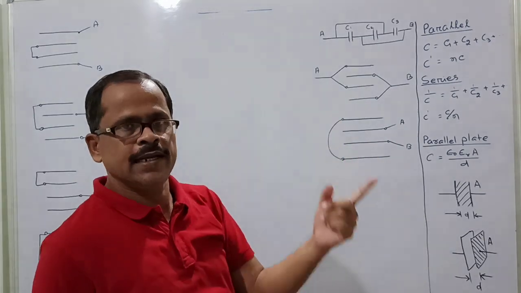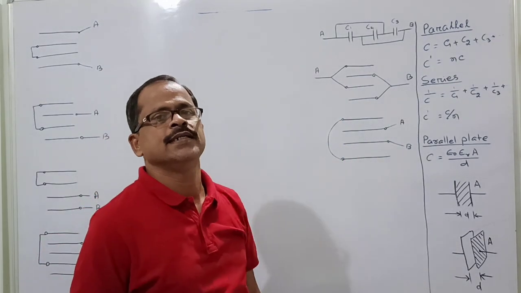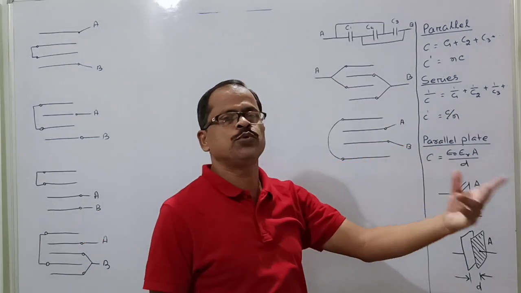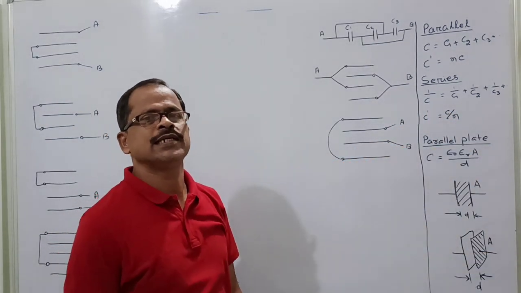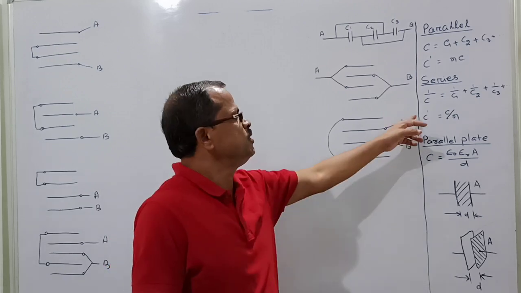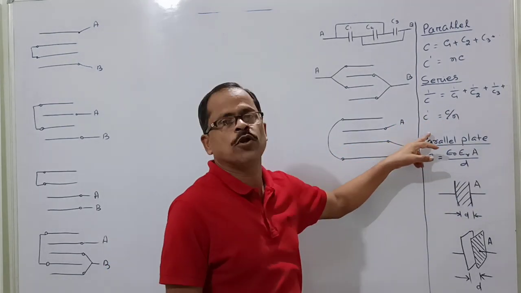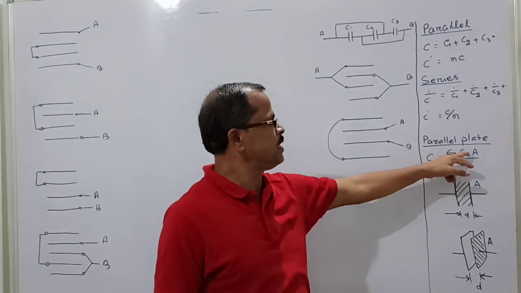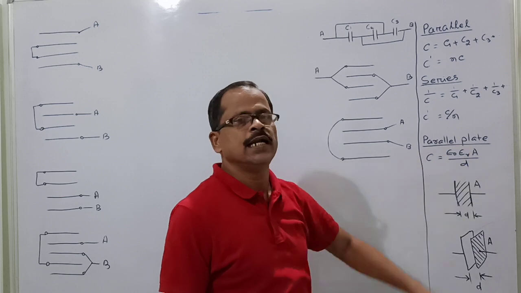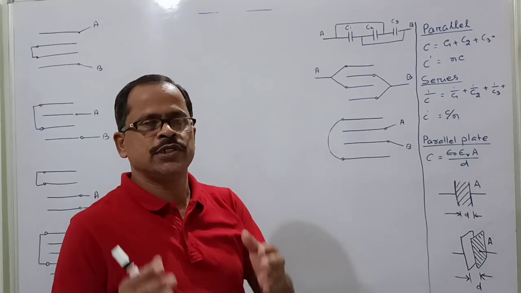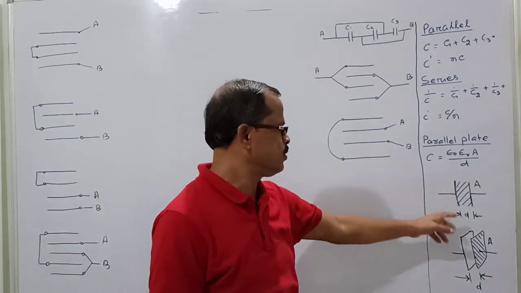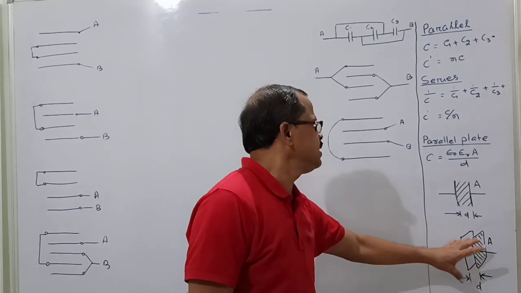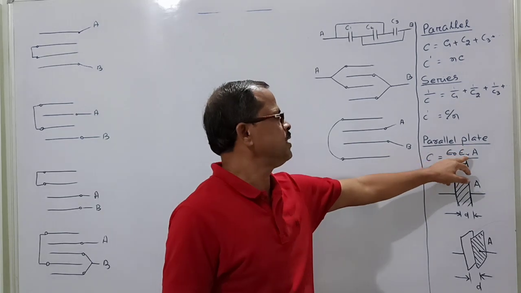Now if n identical capacitors are combined in series, then C dash is equal to C by n. If two capacitors, C by 2; if three capacitors are connected in series, it will be C by 3. Now the formula of the parallel plate capacitor you already know: C is equal to epsilon 0, epsilon r, A by D. So epsilon r is the dielectric constant of the medium between the two plates of the capacitor, A is the plate area, D is the plate separation.